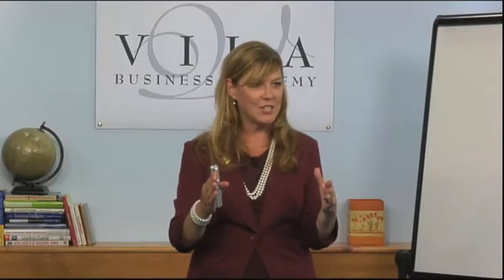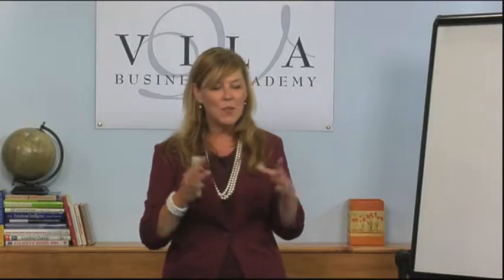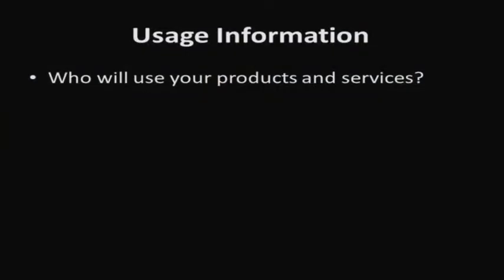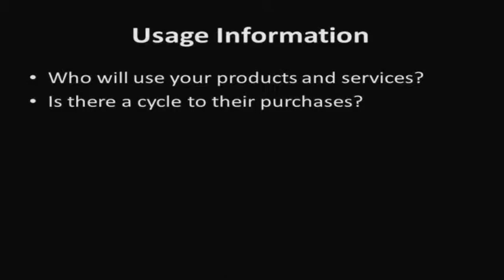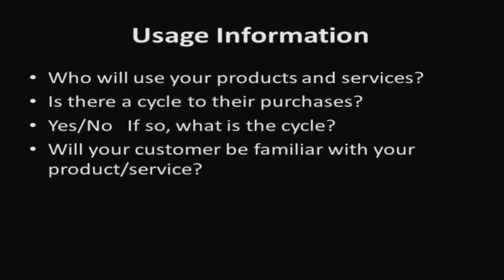So the first section in the workbook says user information. You want to gather information about your user. The first question is, who will use your products and services? And is there a cycle to their purchase? If there is, you need to figure out what that cycle is. Will your customer be familiar with your product and services? Or is this a new product to them?